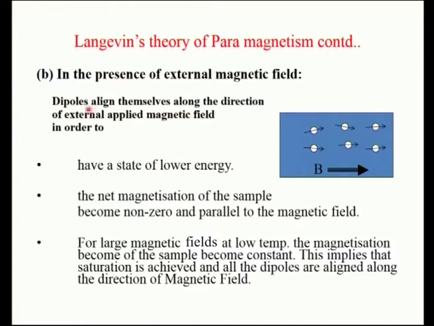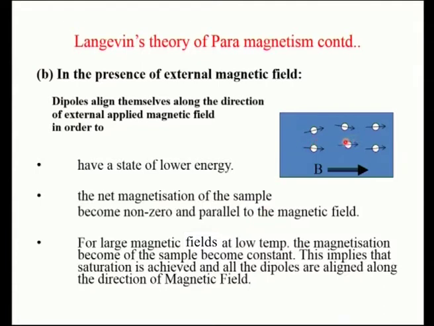Now, dipoles align themselves along the direction of the external applied magnetic field in order to have a state of lower energy. The net magnetization of the sample becomes non-zero and parallel to the magnetic field, and for large magnetic fields at low temperature the magnetization becomes constant for the sample. This implies that saturation is achieved and all the dipoles are aligned along the direction of the magnetic field.